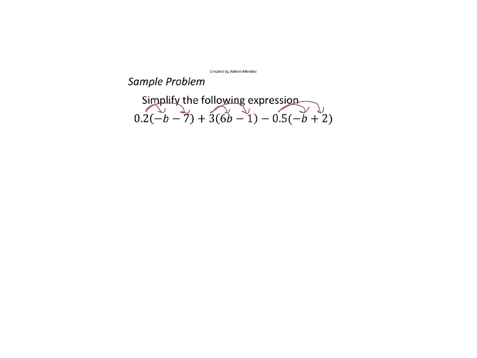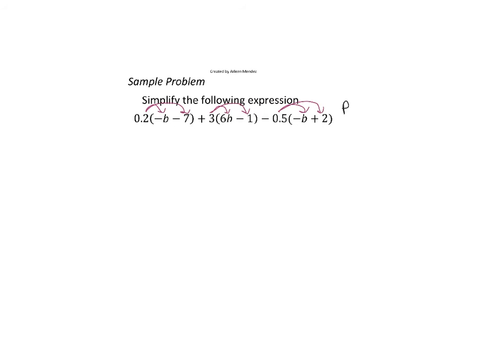So first in the order of operations is P, work within the parentheses. Within these parentheses, you cannot simplify any further. These are not like terms. This -b term is not like this -7 term, so you cannot combine them. Same thing here. This 6b is not a like term with this -1, so they cannot get any simpler. That's exactly as simple as it could be. Same thing here.